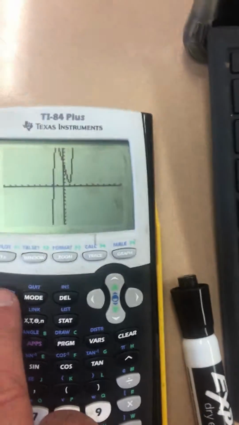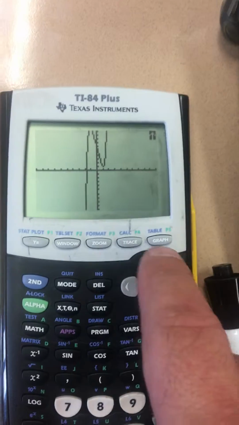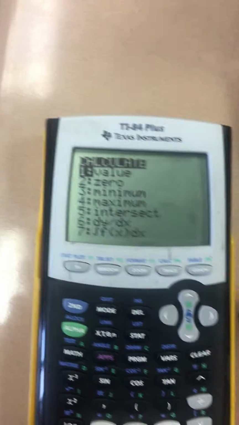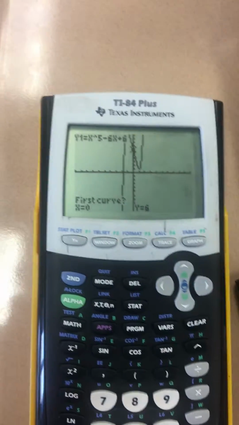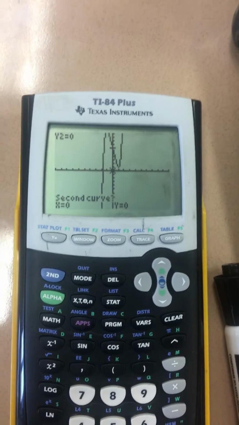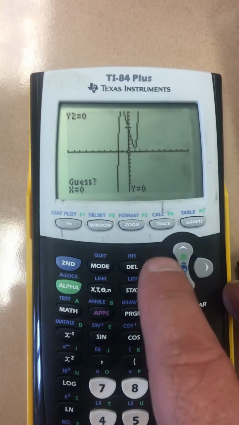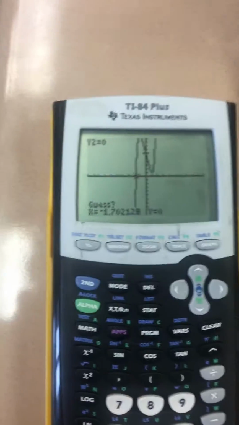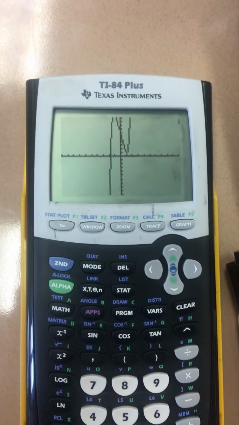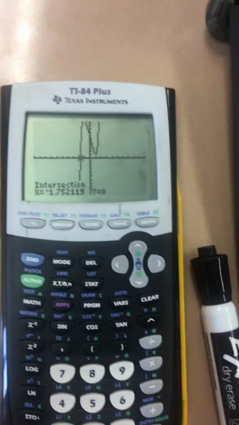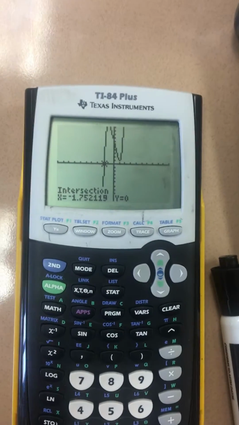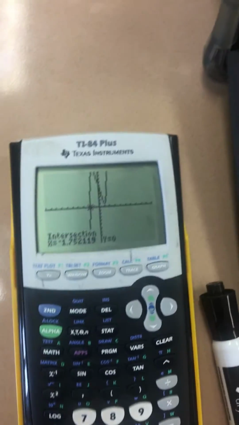So anyway, let's do the same thing that we've been doing. Second, calc, number 5. I'm going to hit enter for the first curve, enter for the second curve, and for my guess, I'm going to put it on there and hit enter. The intersection's at negative 1.75, and that's my only solution.